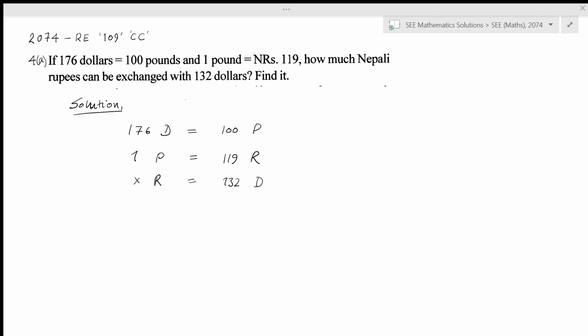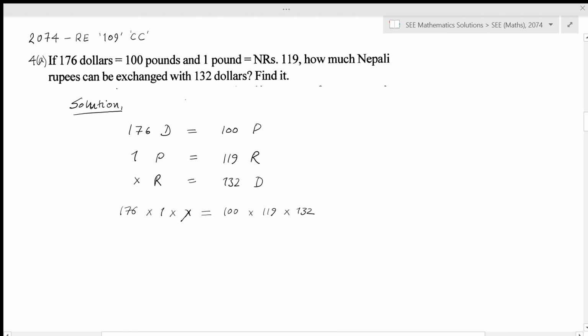Now in chain rule, we multiply the left hand side and equate it with the right hand side. So 176 times 1 times x. My x looks very similar to a multiplication sign, but don't get confused, it is a little longer here. It is equal to 100 times 119 times 132, right?